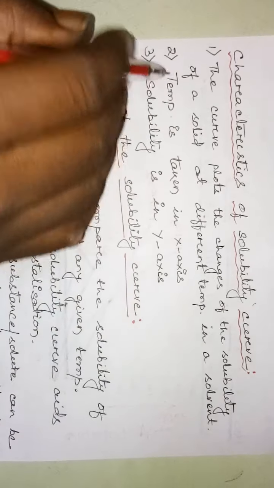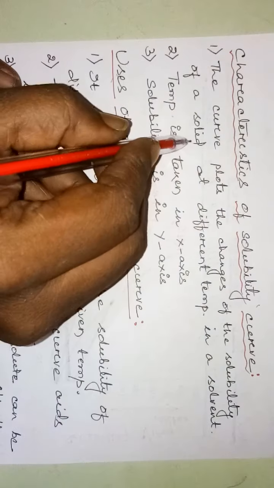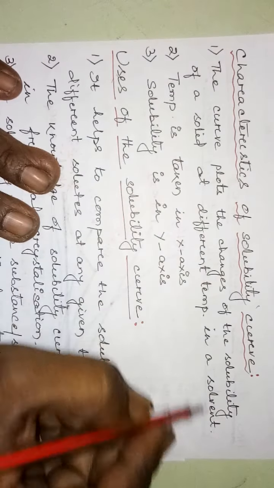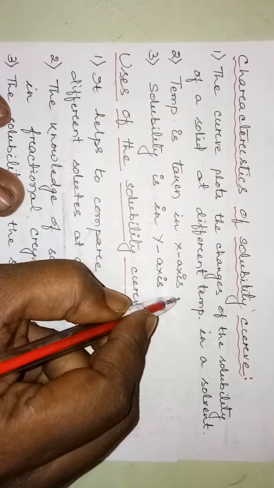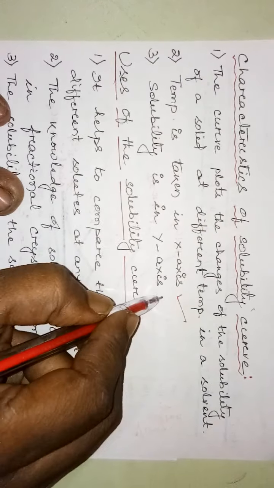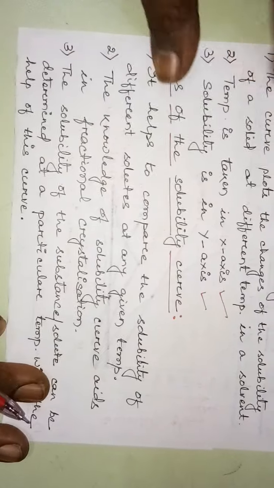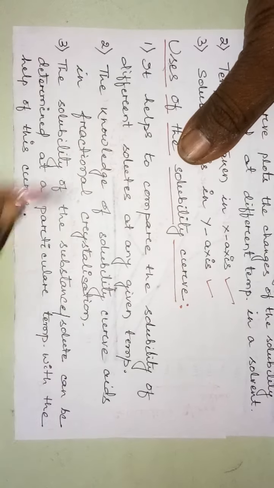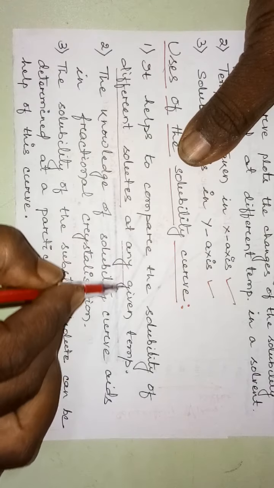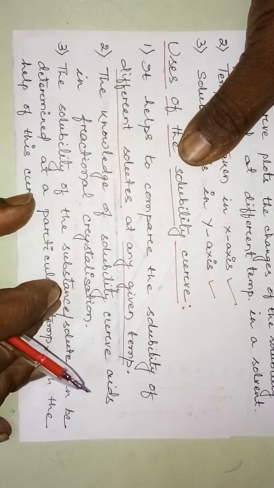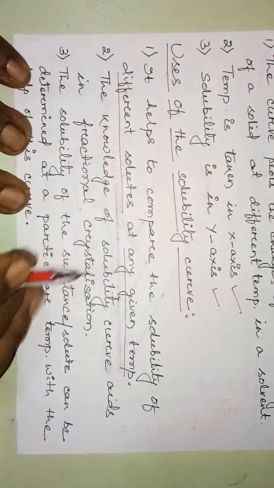So what are the characteristics? We'll go quickly. The curve plots the changes of the solubility of a solid at different temperatures in a solvent. Temperature is taken on the x-axis and solubility on the y-axis. Now what is the use of this solubility curve? It helps to compare the solubility of different solutes at any given temperature.